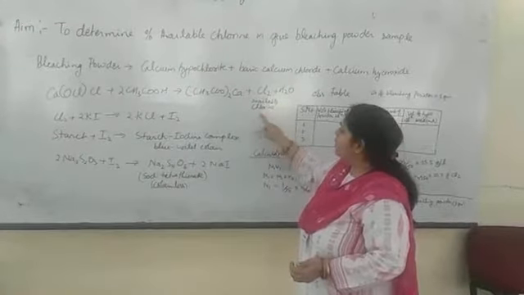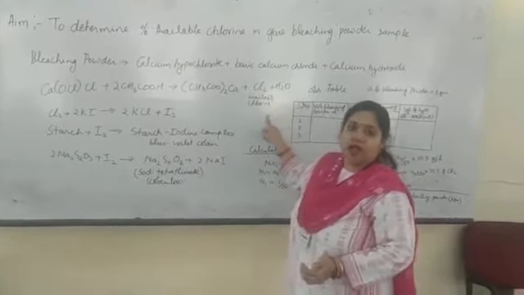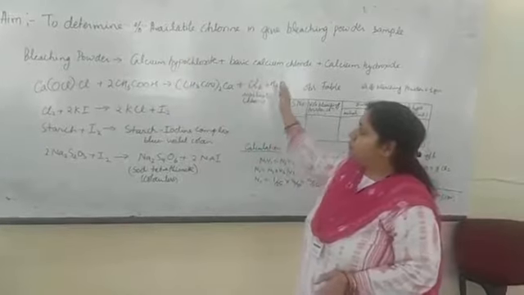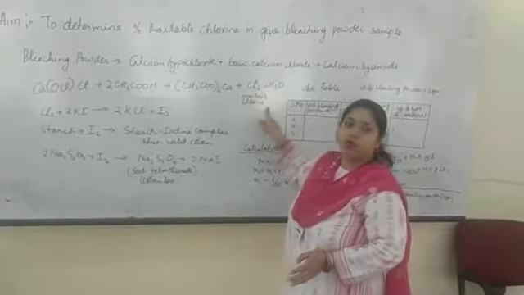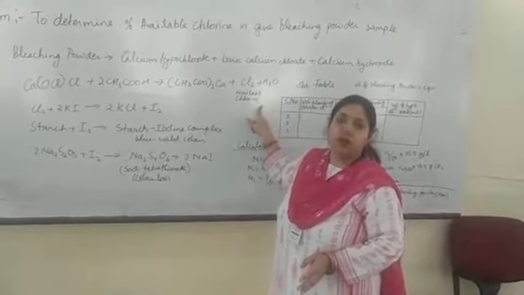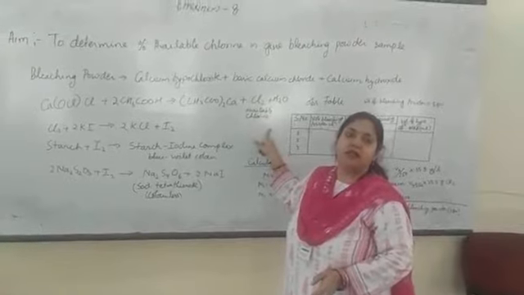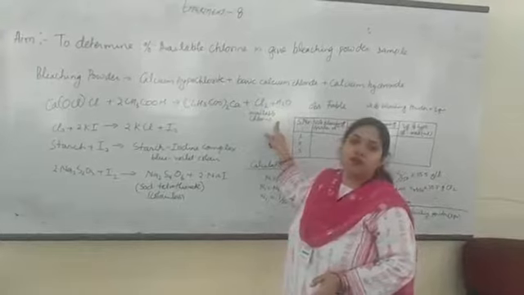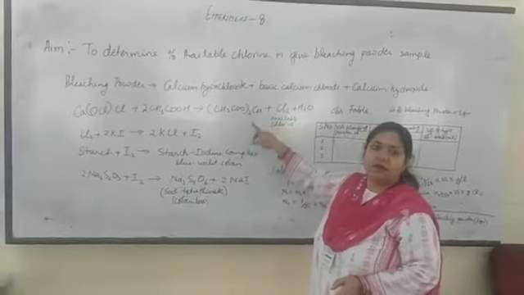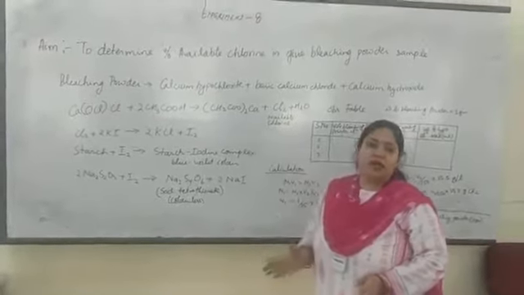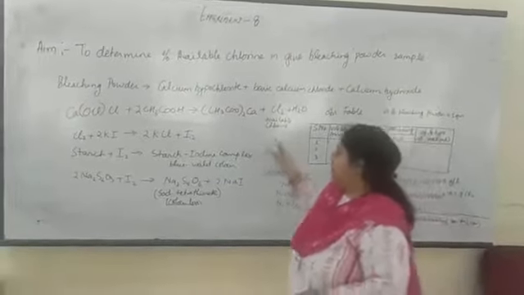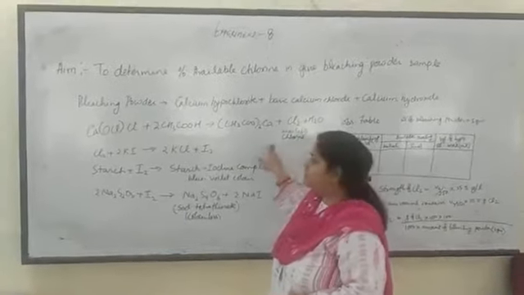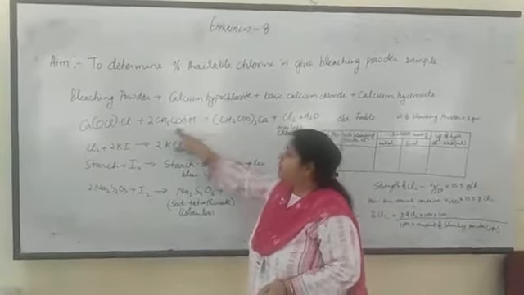Now what is the importance of this available chlorine? All the bleaching or germicidal property of the bleaching powder is dependent on the amount of available chlorine. The more the amount of available chlorine, the better is the bleaching powder. So it is necessary to calculate the amount of chlorine present in the bleaching powder to decide how active the bleaching powder is.